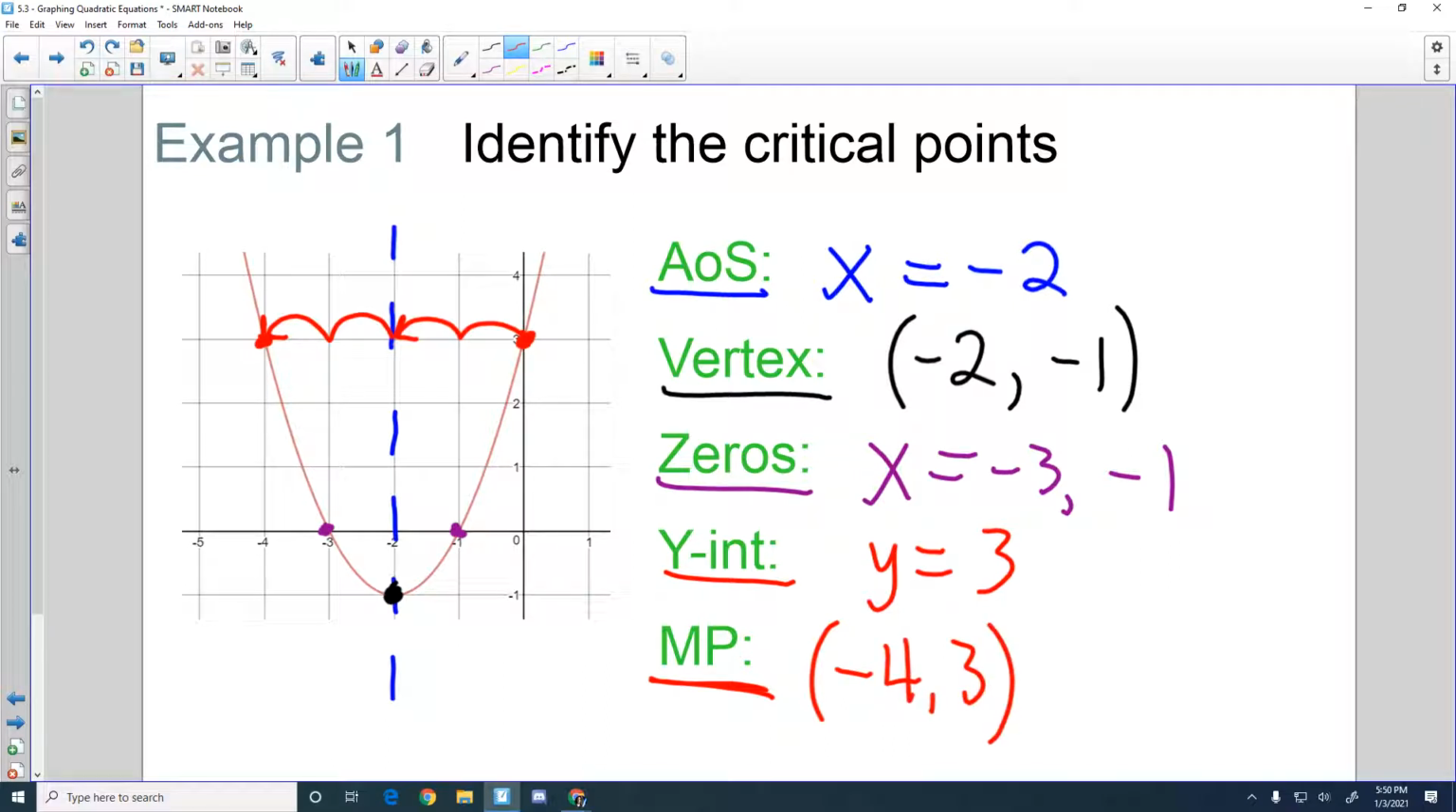3). So these are all of the 5 critical points that we're starting with, but they aren't the only points on the graph, but they are going to be the key ones that we're going to focus on for today.